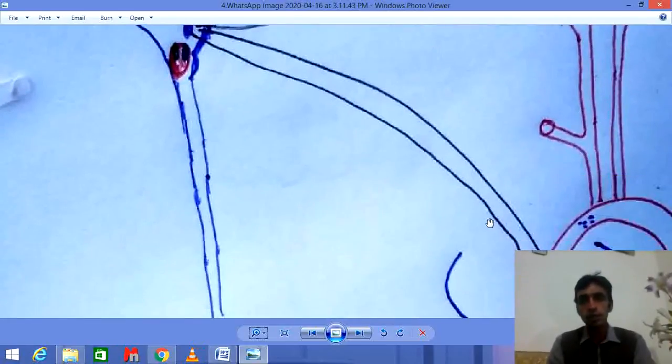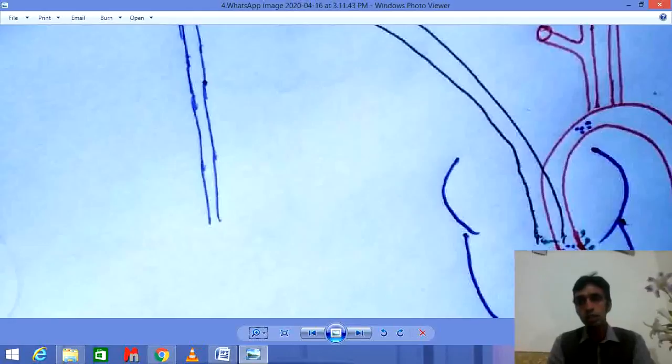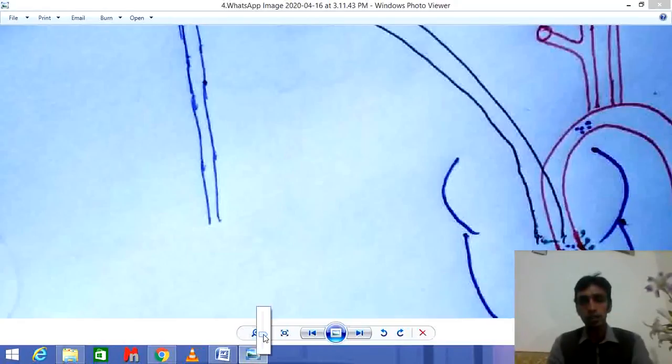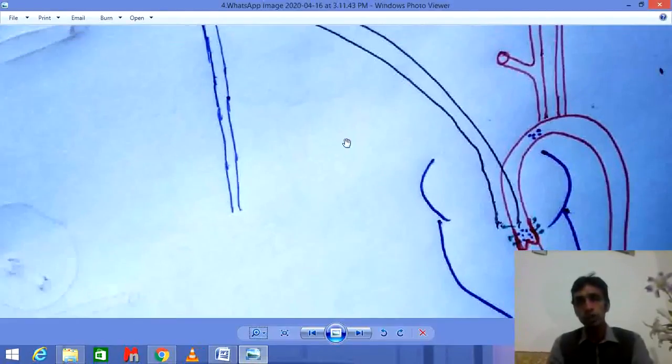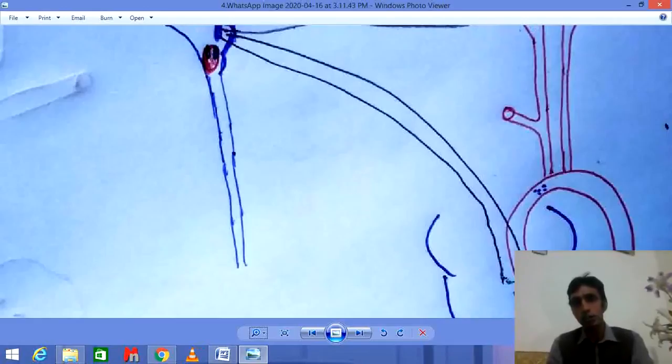Now this nerve fiber, these afferent neurons, transmit the signal from the carotid bodies or from the baroreceptors of the carotid sinus to the tractus solitarius.